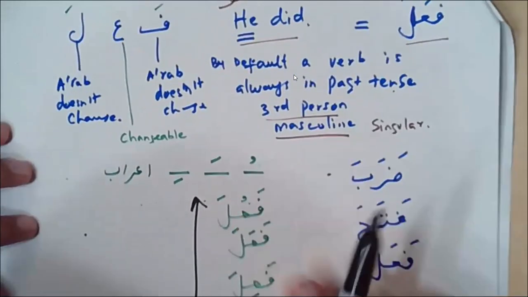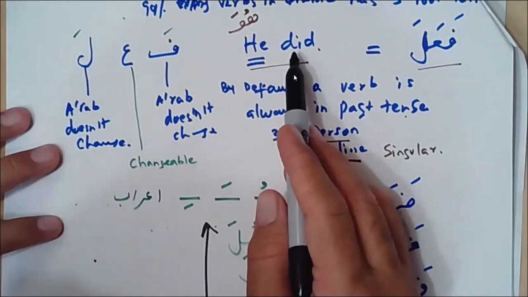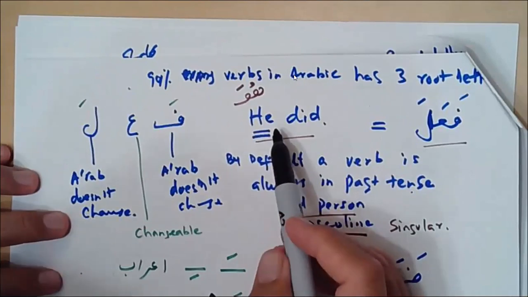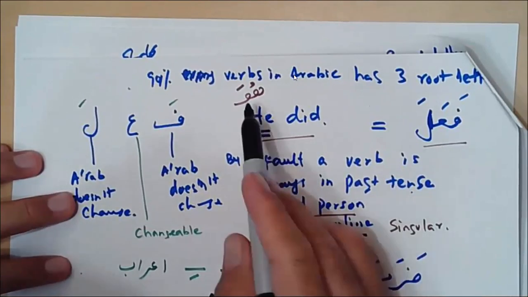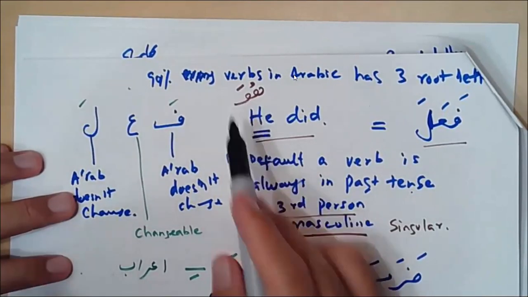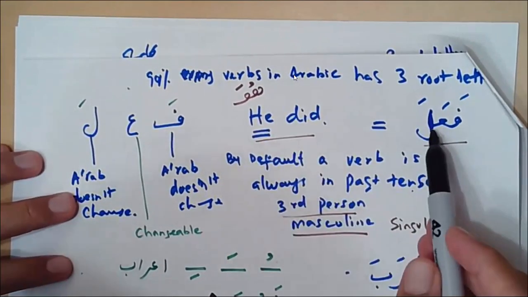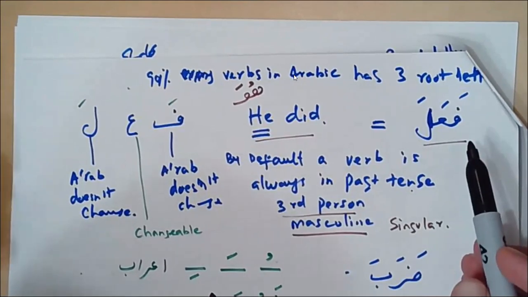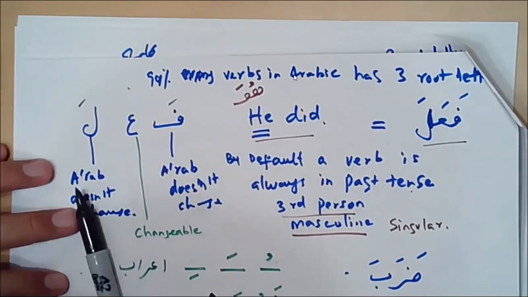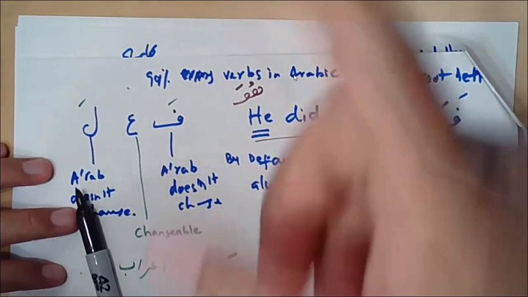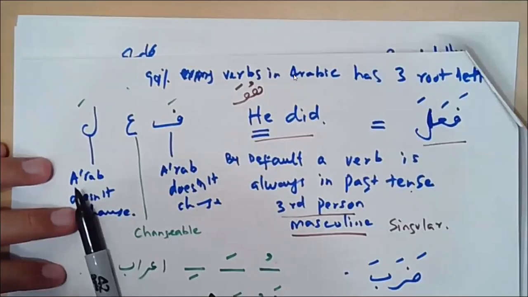And then again, because we need to know who is the one doing the action, the zamir, or the pronoun, is hidden in the past tense. How do we know? We need to know the third person, second person, and first person. Is somebody doing the action who is a third person, or you are the one doing the action, or I am the one doing the action, right?